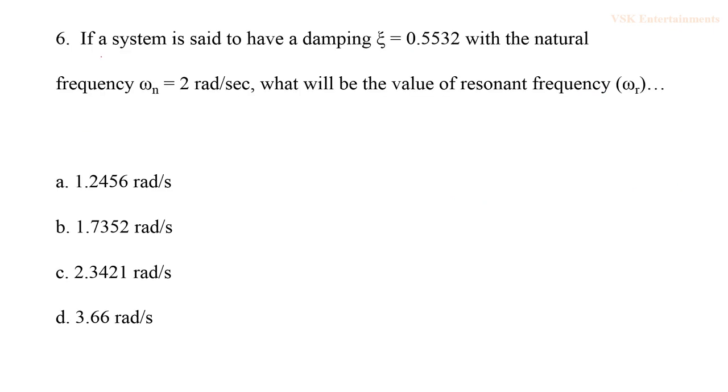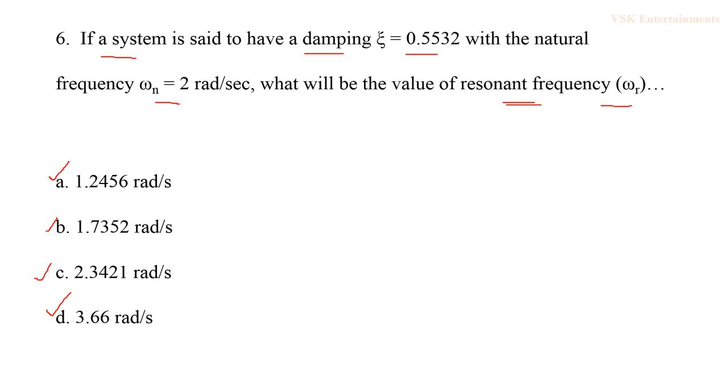Coming to the next one, if a system is said to have a damping factor zeta equal to 0.5532 with the natural frequency omega n equal to 2 radian per second, then what will be the value of resonant frequency omega r? The options are 1.2456 radian per second, 1.7352 radian per second, 2.3421 radian per second and finally 3.66 radian per second. This bit depends upon the resonant frequency, that is frequency response characteristics.